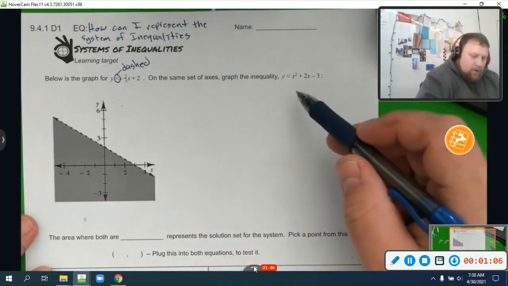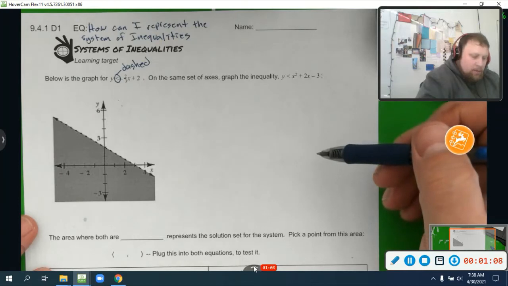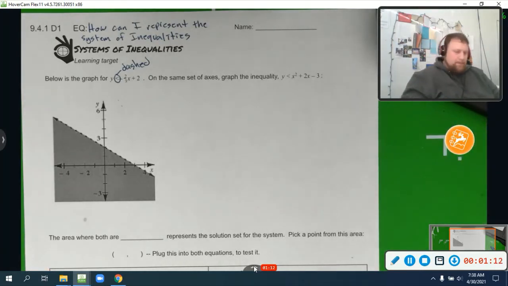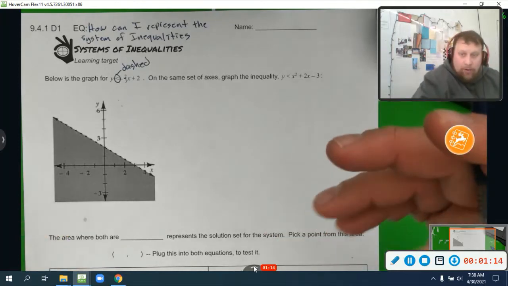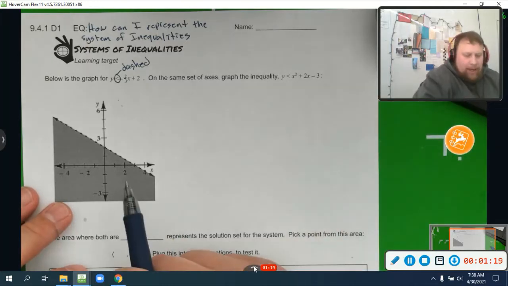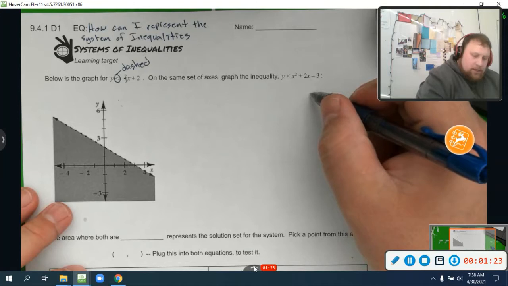Well, we're going to look at y is less than x squared plus 2x minus 3. We talked about graphing quadratic inequalities just the other day. So now let's look at this. First things first, we're going to treat it like y equals x squared plus 2x minus 3. And I'm going to go over here. Let's just draw what we know.